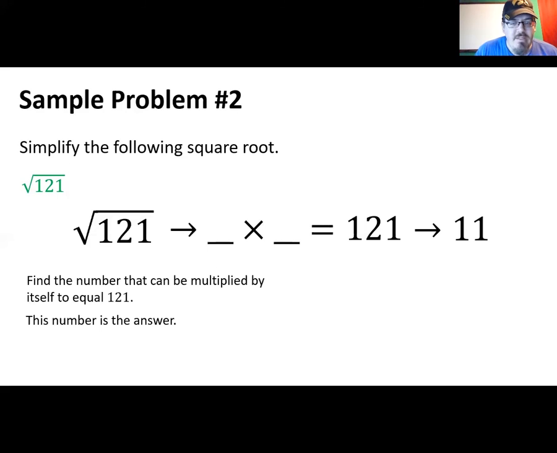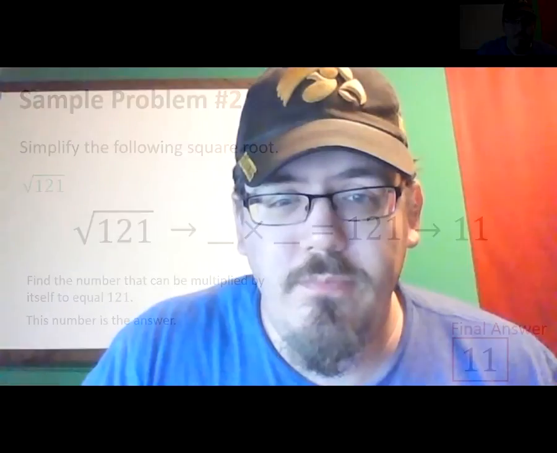That's basically what I'm trying to do here, figure out what number I can multiply by itself to get 121. Like I said, most of the time when you're dealing with square roots, you're going to use your calculator to figure out the answer. But there are times where you can figure it out pretty easily by guessing and testing, or it might be a common one that you know the answer to.